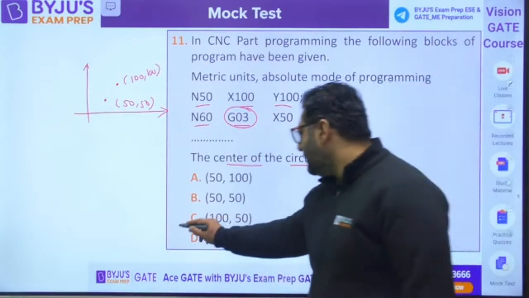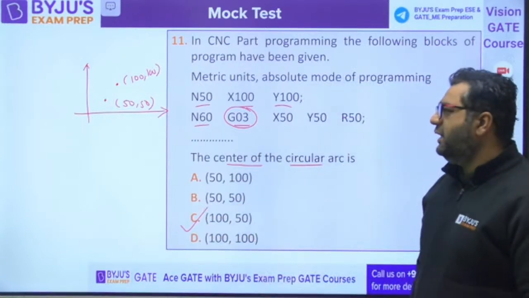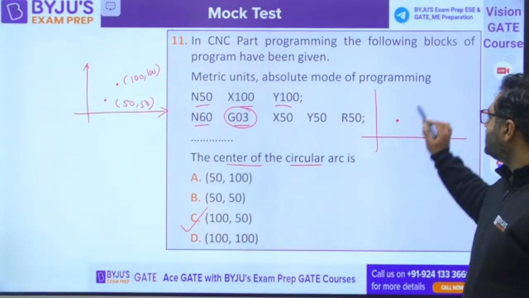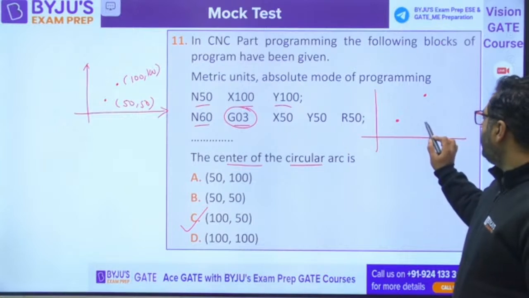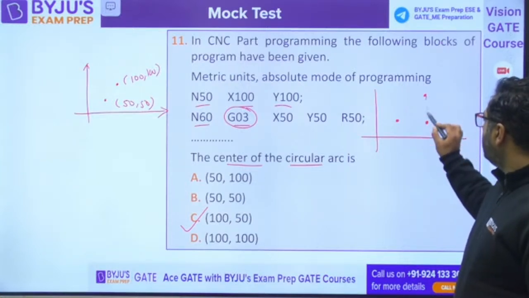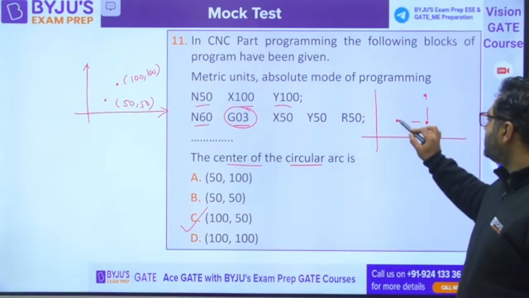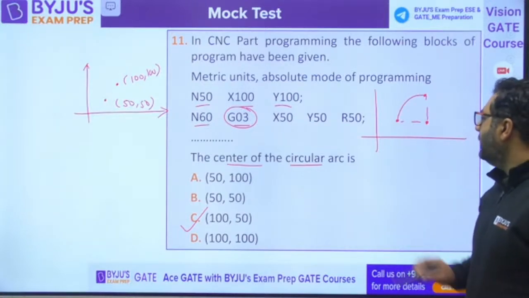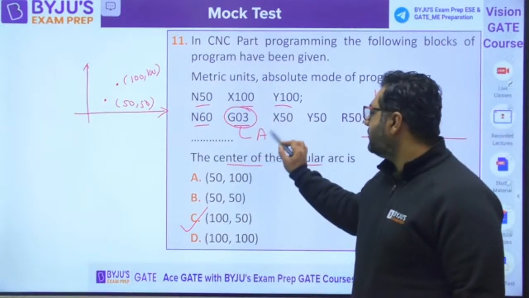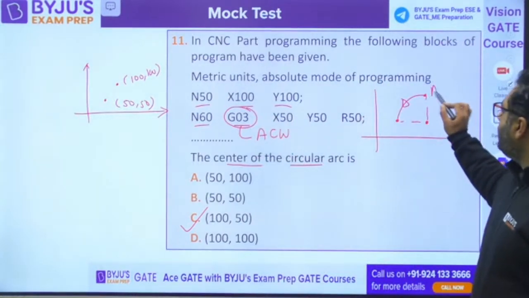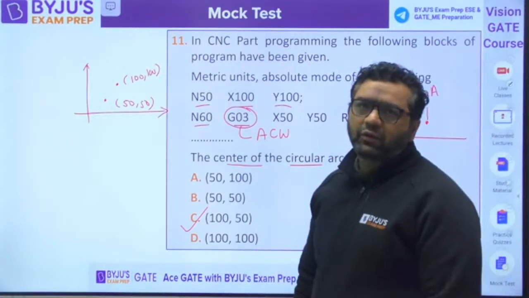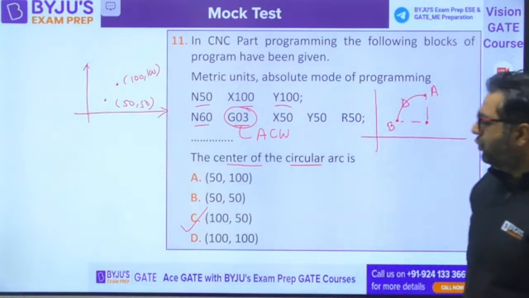Yes, C is the right answer. C, 150, is going to be the right answer. You can see this is one point, this is another point, so 150 is going to be the center. You are going to plot like this. Is it clear why? Because G03 means anti-clockwise, so you are going from A to B like this. Everybody understood the center? Very good. So the answer will be C. Moving to question number 12.